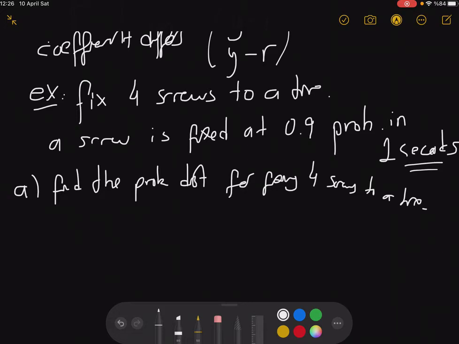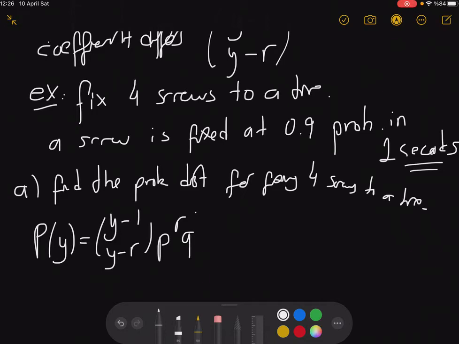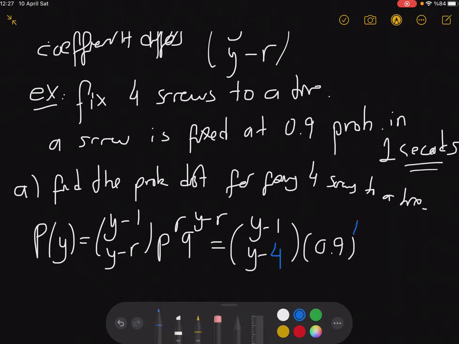So you need to fix all of them, right? So what is the probability distribution of this phenomenon? It's coming from our definition or formula, right? And it would be what if we put them in their locations? It is 4 here, and it would be 0.9 to the power 4, and 0.1 to the power Y minus 4 here. This is what we'll have.